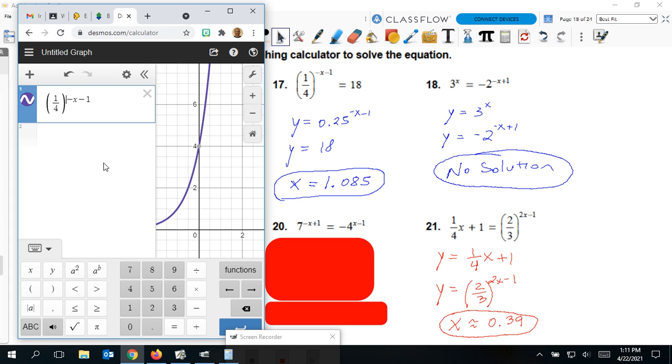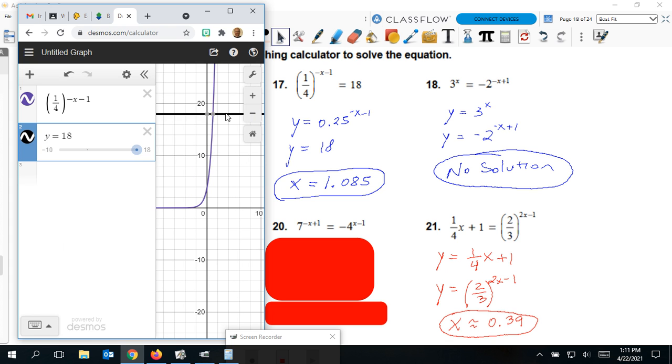And then y equals. You have to push the y on this one, y does equal 18. So that's there, but we can't see it right now. We have to zoom out so we can see it. So there it is right there. 1.085 is what we put, or you could have rounded it up a little bit.